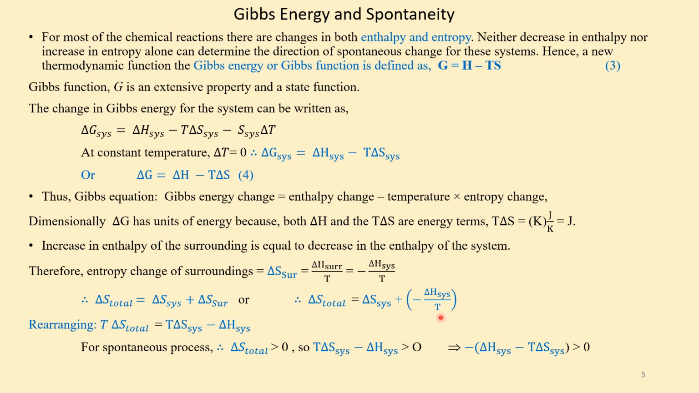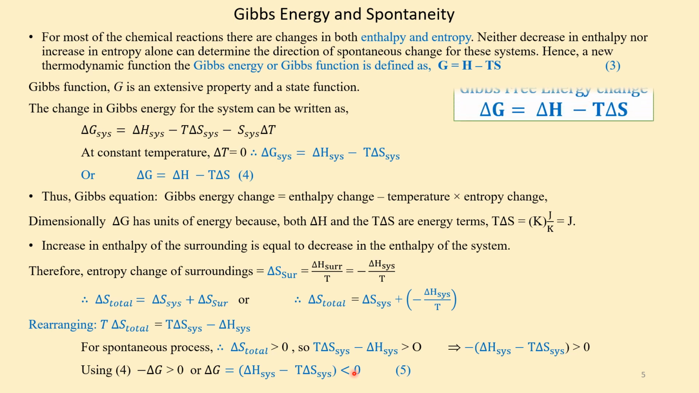So for a spontaneous process, delta S total is always greater than 0. Therefore, T into delta S system minus delta H system, the right hand part of this equation, should be greater than 0. That implies that minus of delta H system minus T into delta S system should be greater than 0. Using equation number 4, delta G is equal to delta H minus T into delta S, we can write that minus delta G should be greater than 0, or delta G, equal to delta H system minus T into delta S system, should be less than 0 for a spontaneous process. Let it be equation 5.